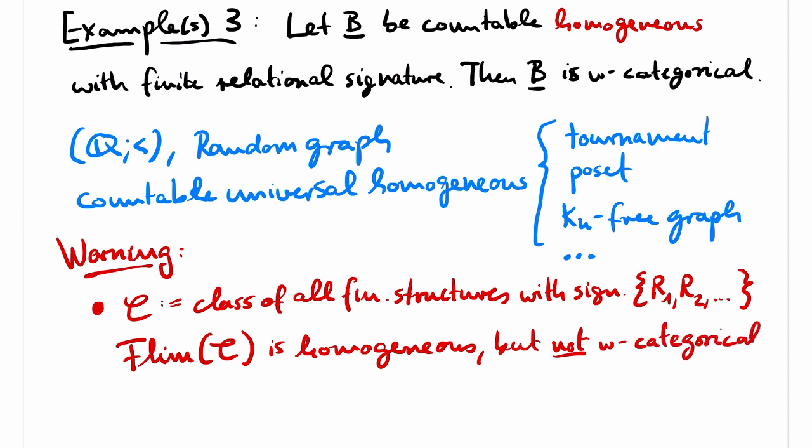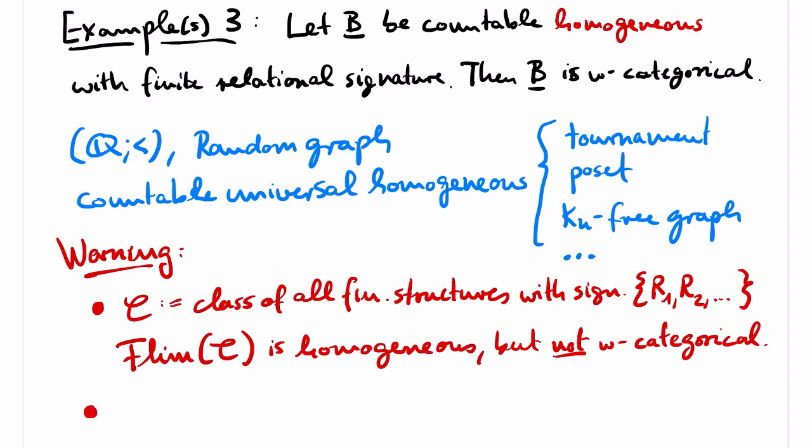But this structure is not omega-categorical because it has uncountably many non-isomorphic substructures. For each relation R and every element x, the tuple x, x, ..., x might be in the relation or not. So we even have uncountably many one-element substructures. All these non-isomorphic structures correspond to distinct orbits. So by the theorem of Ryll-Nardzewski, the structure is not omega-categorical.